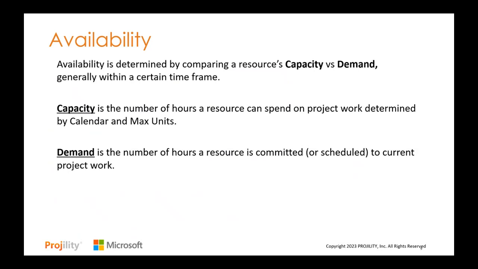And when you look at availability as well, you have options to look at it within the time frame that you would like. It could go down as much as day to day or as much as year to year, and several options in between. The capacity is the number of hours a resource can spend on project work, determined by the calendar and the max units of that resource.